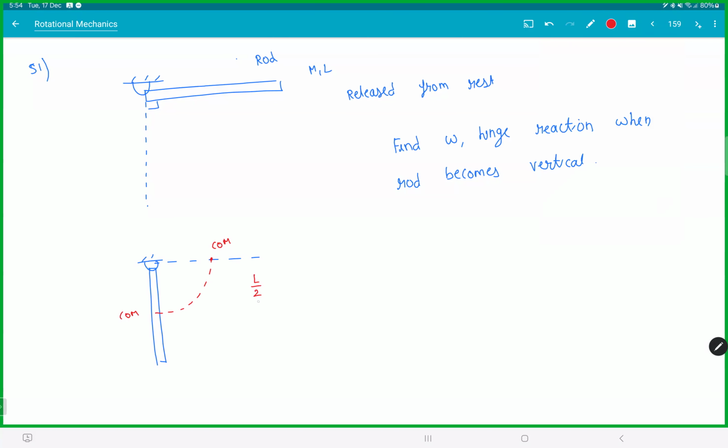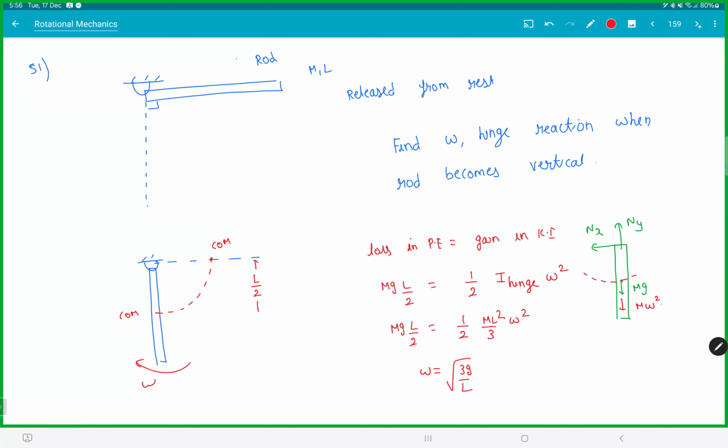Next thing, you want the hinge reaction. Draw your free body diagram. So this would be Ny, this would be Nx, your own weight mg. Since you are going in a circle, there will be a centrifugal force, which is m omega square r. R must be the center of mass distance. Therefore, Ny will be mg plus m omega square L by 2, which is 5 mg by 2. Nx is 0. There is no horizontal force.